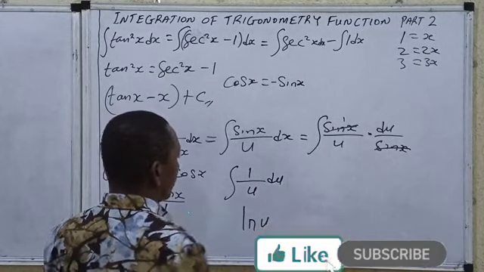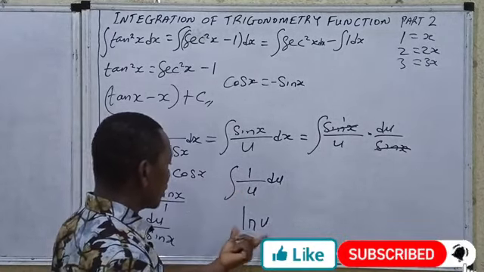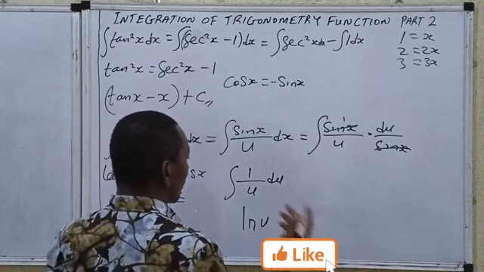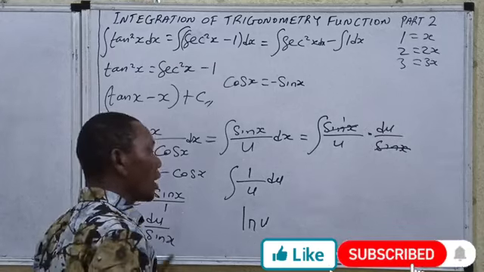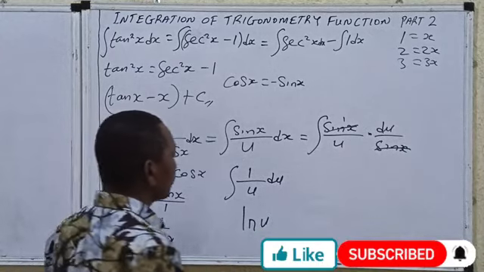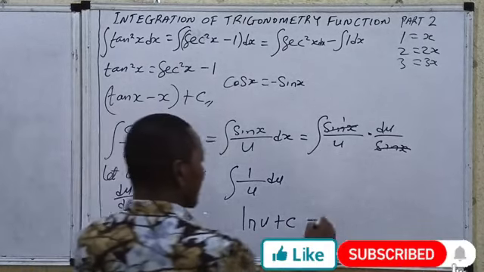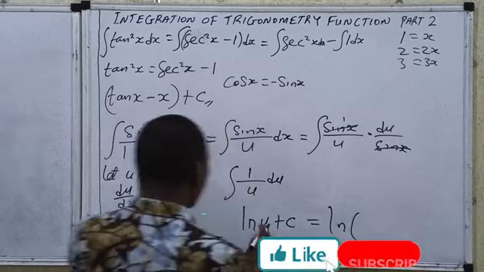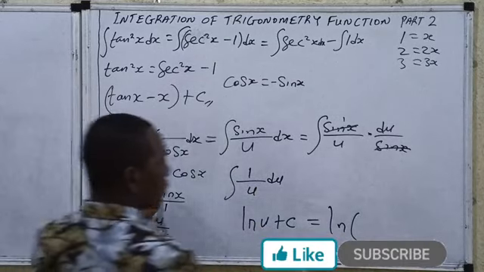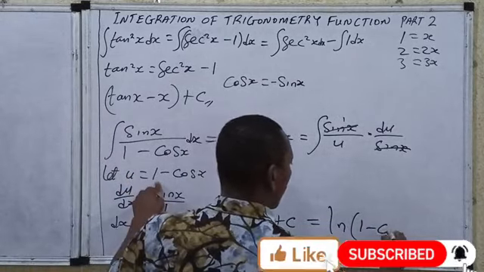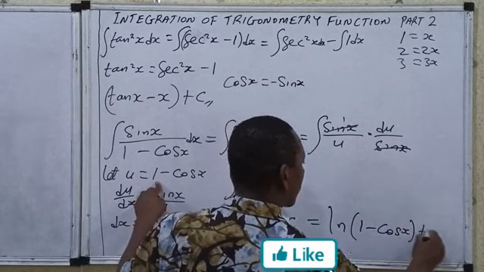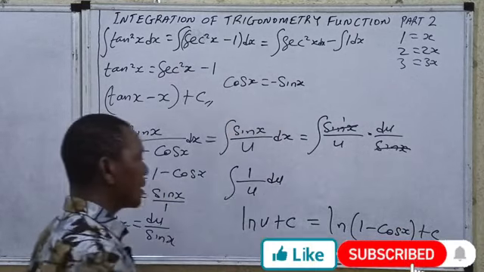U. Once you integrate this, it will always give you this. You can check my basic introductory video for that. Plus C. And this is the same thing as, what is u? U is 1 minus cos x plus C. So this is the answer.